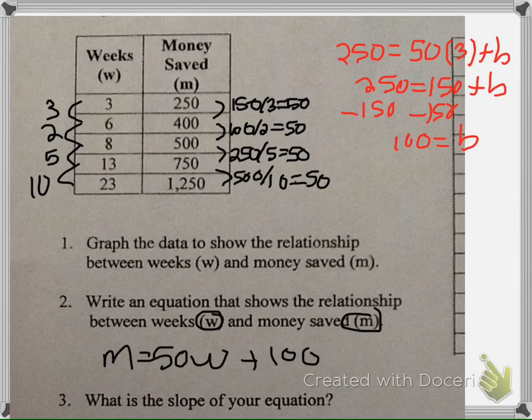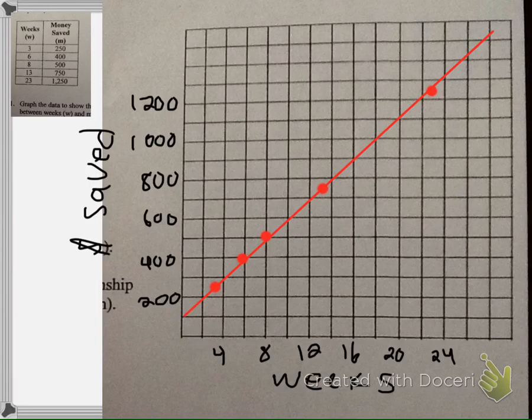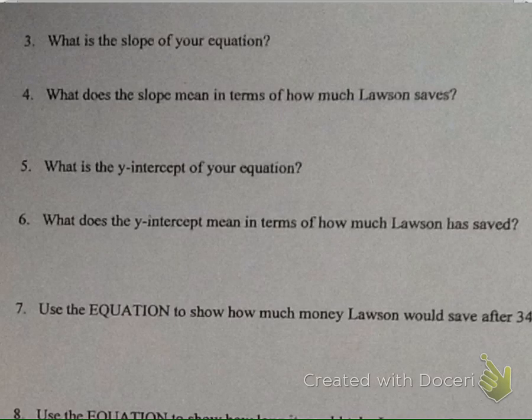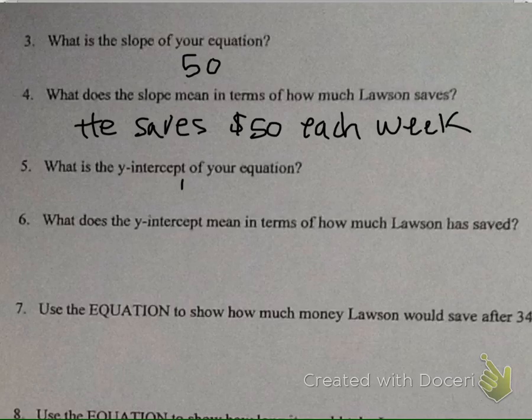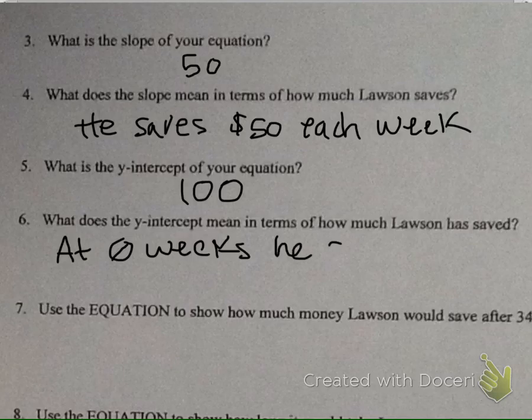Okay, plus it even tells you in the situation that he starts with $100, and in my graph, my y-intercept was at 100. Okay, for 3, what is the slope? The slope was 50. What does it mean? He saves $50 each week. Okay, the y-intercept was 100, and that means at 0 weeks he saved $100.